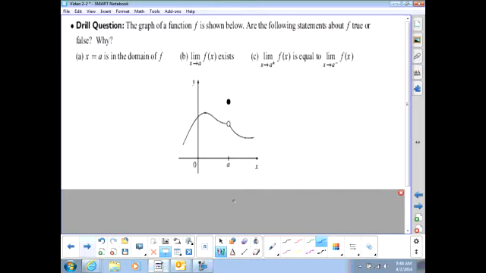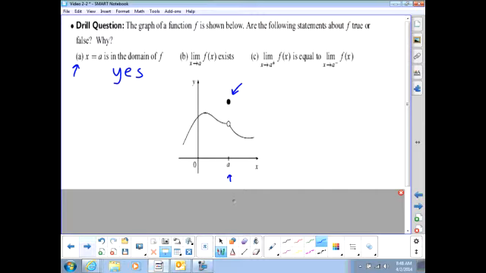So, based off this graph, let's look at these 3 questions. To start, is x equals a in the domain of f? Well, it'll be in the domain if at that x value, the function takes on some y value. And you can see at a, we do take on a y value. So yes, it is in the domain.